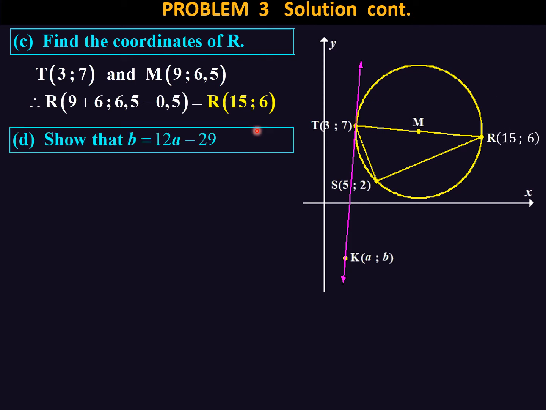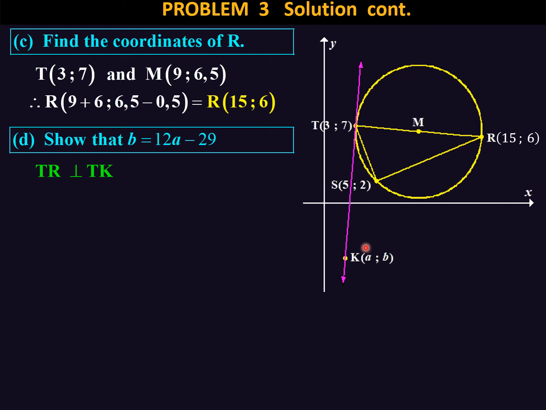Now we have to show that B is 12A subtract 29. 12A minus 29. So I have to see now B. Where is this B? So I have to use this, and this is part of the tangent, right? So if I can get the equation of the tangent, right? So I need to use the tangent to get that. To work out that B, I definitely need to use the tangent. So let's see what we can do here.